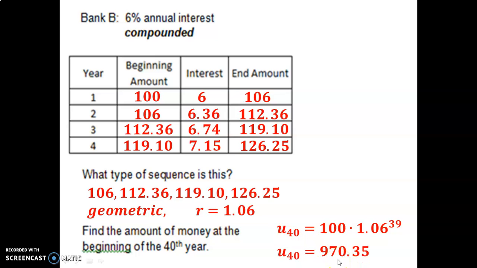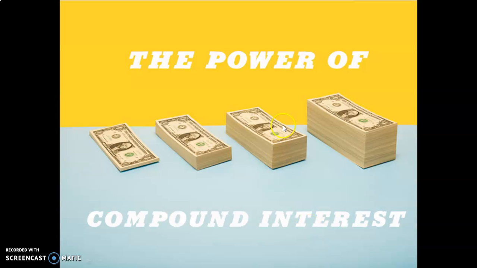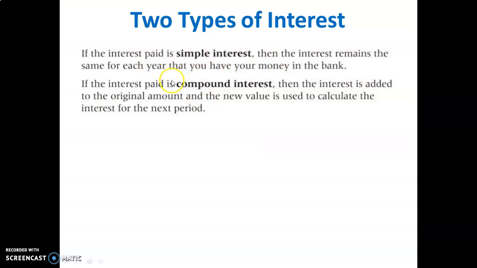So now this is much greater than what we had in the other situation. So this shows us the power of compound interest, when you earn interest on top of interest. So to recap, we have two types of interest. Simple interest, which is interest that remains the same for each year that you have your money in the bank. It remains the same because it's always applied to the starting amount, the principal amount.